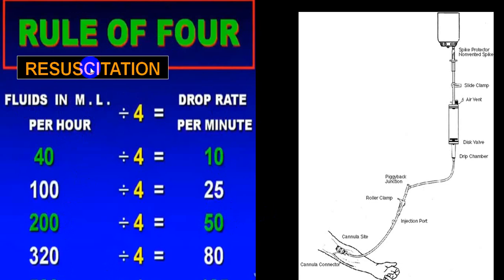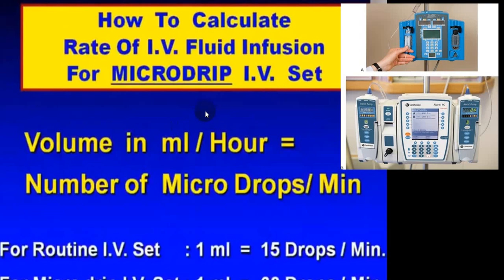And this is very, very important during resuscitation. So roughly, as we have already mentioned, the volume per hour and the number of micro drips per minute will be mentioned here. It will be 60 drops per minute, while a routine set will be 15 drops per minute. So do remember, 15 drops in a routine set; in a micro drip set, 60 drops will make 1 ml.